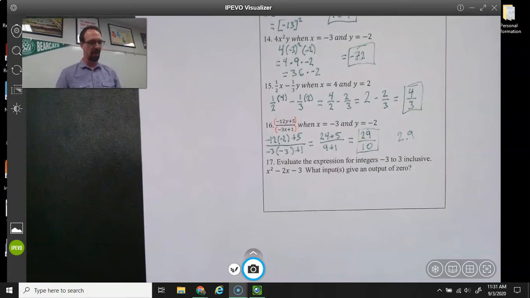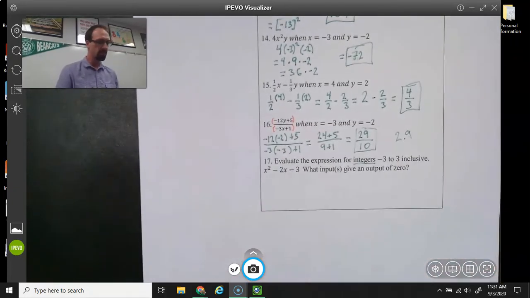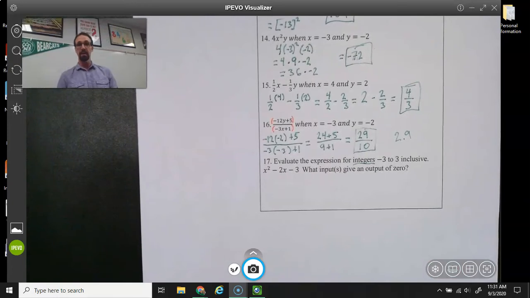Number 17, evaluate the expression for the integers. Ooh, integers. That's a word that we talked about previously. From negative 3 to 3 inclusive. Inclusive means that you will use both negative 3 and 3. Given x squared minus 2x minus 3. And then I ask what input or inputs give an output of 0.